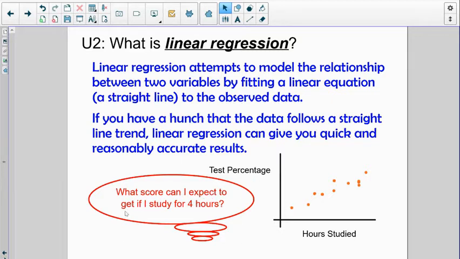So what score can I expect to get if I study for 4 hours? Well, we don't have the numbers of the data here to answer that, but that's the type of thing that we're going to look at throughout this unit. We're going to take a set of data that's relating two different variables. We are going to look for a trend in the data, like in this case, as students studied longer, their test percentage was higher, to help predict this type of question. What score can I expect to get if I study for 4 hours? And that process of being able to answer that question using data is called linear regression.